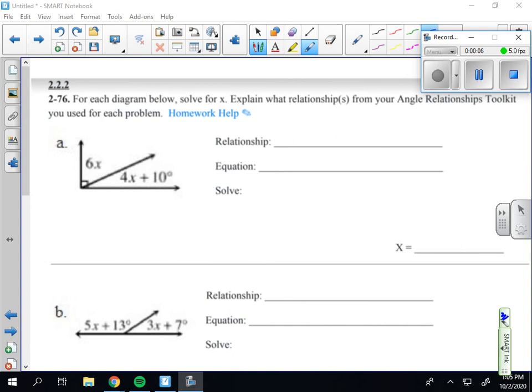This video is for 2-76 from week number 4 review preview. For each diagram below, solve for x. Explain what relationship from your angle relationship toolkit you used for each problem.